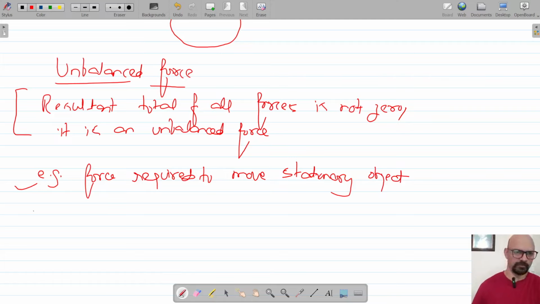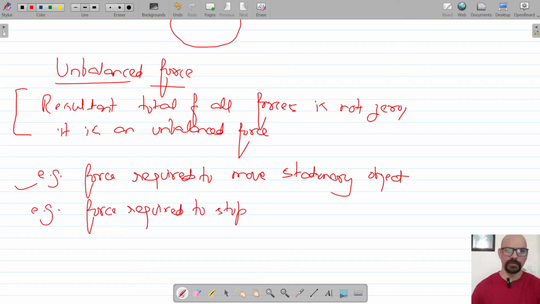Another example of the unbalanced force could be the force required to stop a moving object. This is an example of an unbalanced force. Another example of the unbalanced force could be when we try to change the speed of a moving object. That is also an unbalanced force.